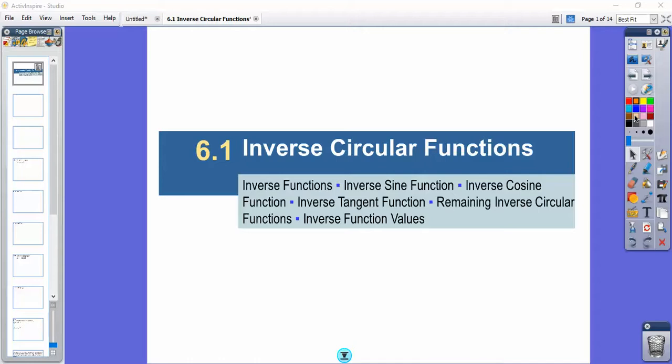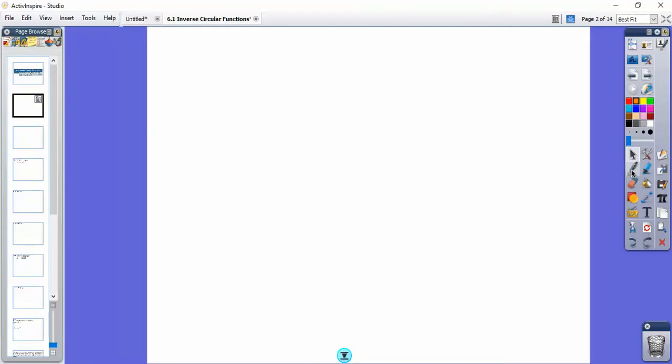We talked about, an inverse is when you reverse the x and y values. And we knew that only certain functions had inverses. They had to be 1-to-1 in order to be able to do that. In other words, it had to pass the horizontal line test. I want to talk about our trig functions.